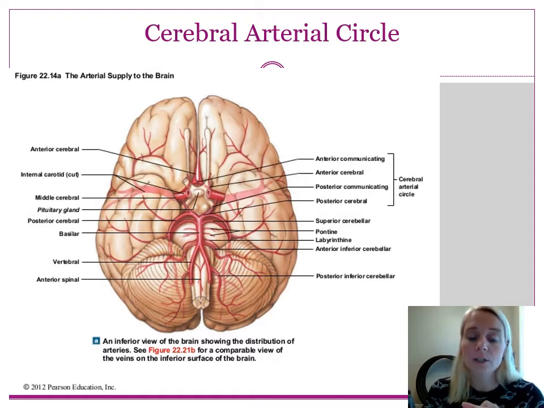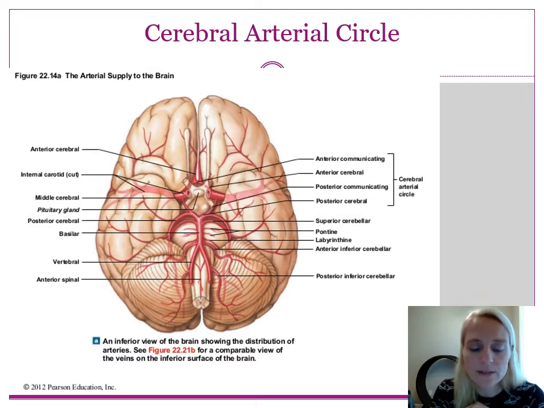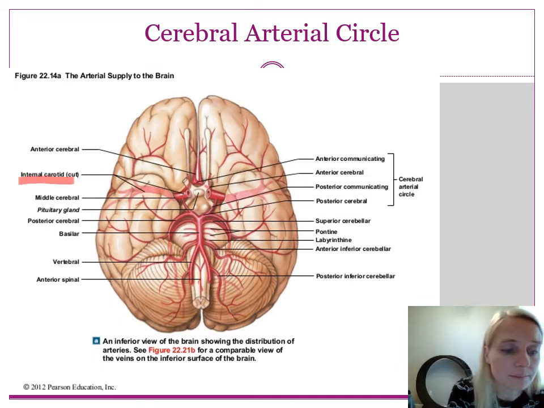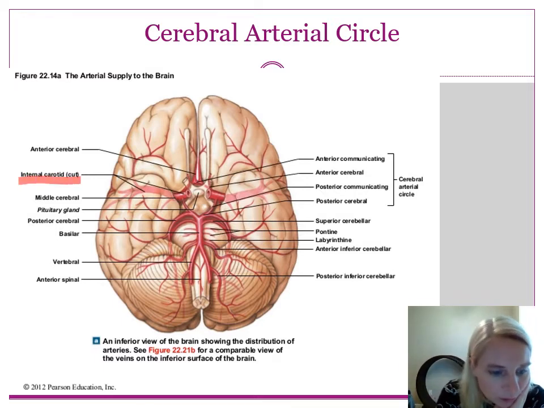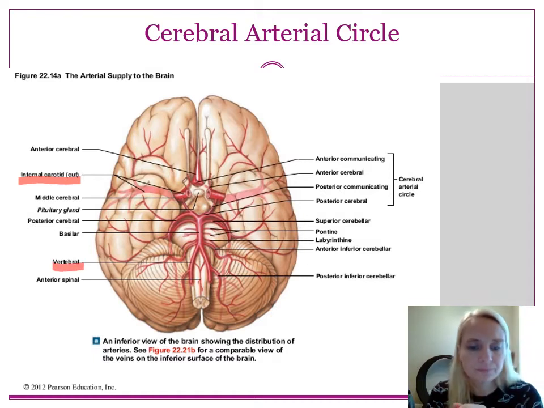So the cerebral arterial circle is a fail-safe for blood supply to the brain. Your 2 major sets of arteries that feed the brain are your internal carotid and your vertebral, these 2 right here. They come up and they are the primary sources of arterial blood to your brain.